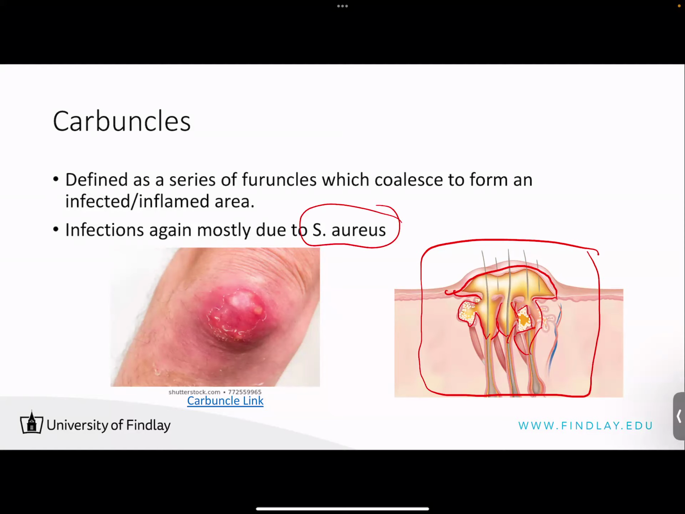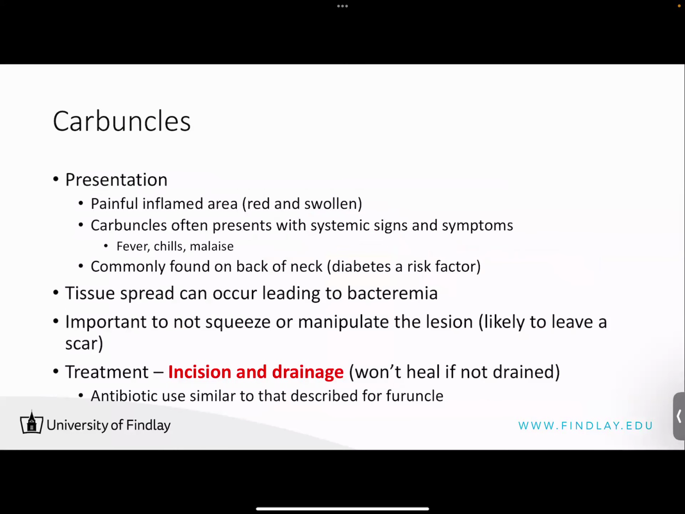And again, Staph aureus is the usual suspect. Carbuncles, as you can see, are much larger. They're inflamed, swollen, red, and painful. And as a result, based on size, you're going to start to see signs and symptoms of an infection. The patient may present with a fever, chills, malaise, and other indicators that something systemic is occurring. You often see these on the back of the neck, especially in diabetic patients, an area of friction and perspiration. And if it's not treated, that carbuncle can start to spread into the vasculature, and the patient can develop bacteremia from that.